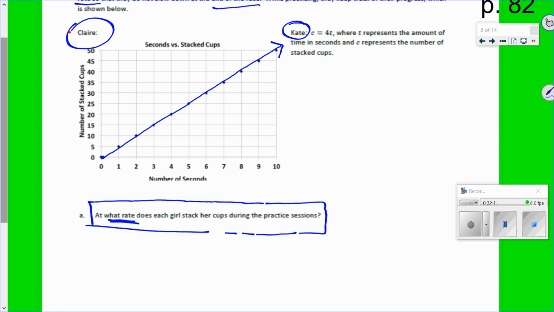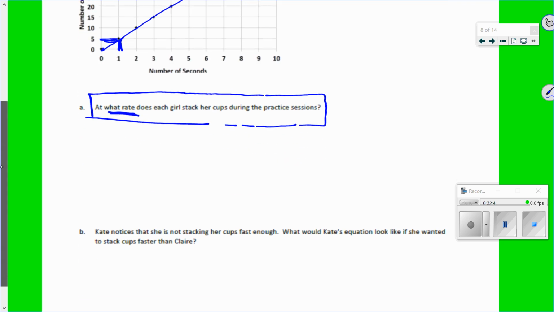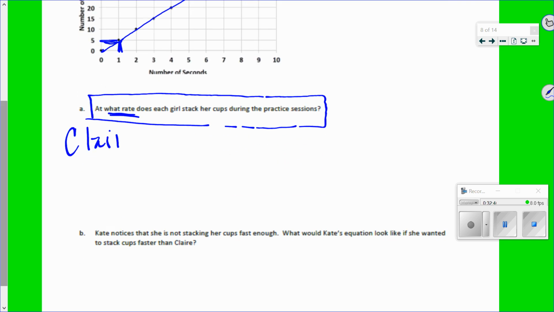Now let's look at our graph. Claire is easy. Kate is easy too. What am I going to look at? 1 second right here is how many cups? 5. Okay. So what is Claire's unit rate? 5 to 1. Claire stacks 5 cups per second.